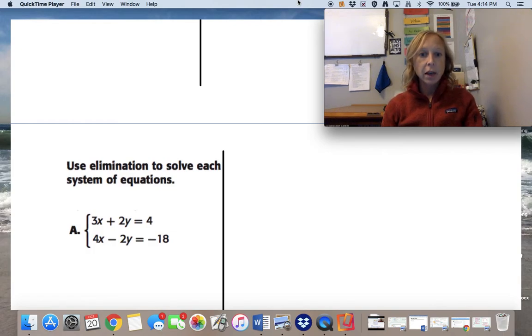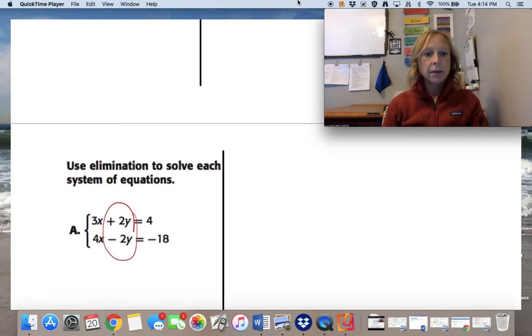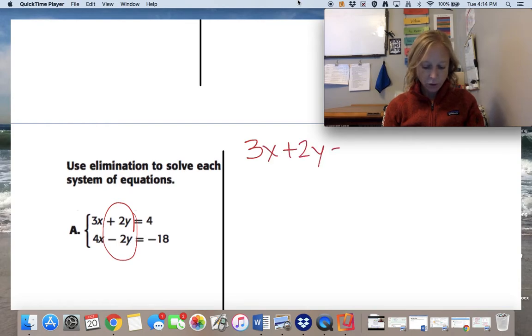Now we need to look at our variables. Do any of our variables have the same coefficient or opposite ones? Yes, the y's. They are opposites. 2y minus 2y is 0. If we just add those together as they are, we will get 0. So I'm going to rewrite this on the right so we can show our work more clearly.